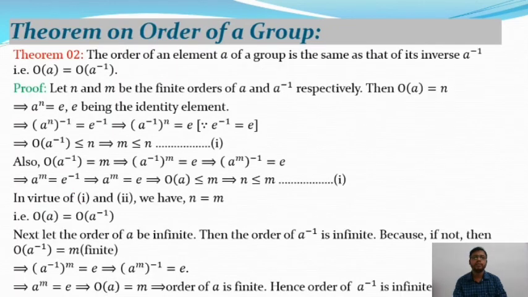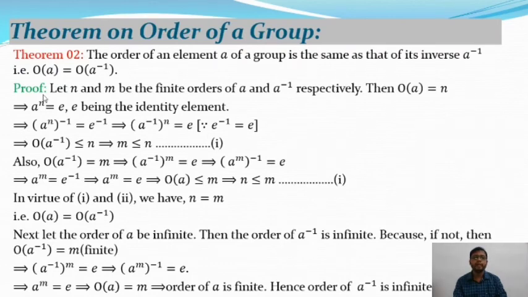So in this slide we will discuss some theorems on order of a group. So this is the second theorem on order of a group. The order of an element a of a group is the same as that of its inverse a inverse. That means order of a is equal to order of a inverse. Okay, this is the second theorem on order of a group. So here is the proof of the second theorem.